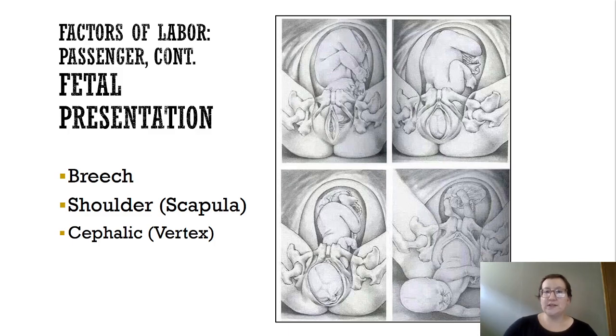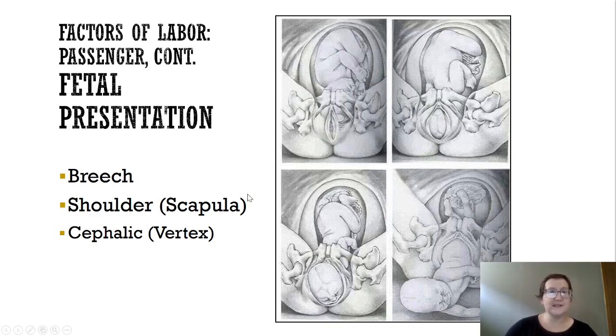So when we're looking at the different types of presentations, this is a vertex position that you're seeing in this picture here, between the mother's two legs, between her hips. What I like about this picture is that you're able to see how, once the membranes have been ruptured and the head starts to come through the vaginal opening, you can see the fontanelles. And that obviously is going to help the provider determine.